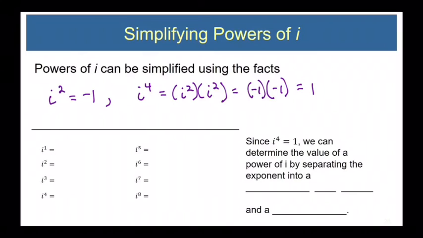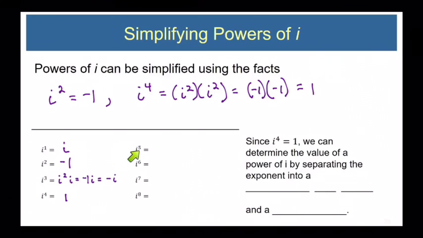Here we have i to the first. Well, that's just i. i squared we already know is negative 1. i to the third can be written as i squared times i, and we already know that i squared is negative 1, so that makes it negative 1 times i. Well, that's just negative i. And then i to the fourth we already know is positive 1.